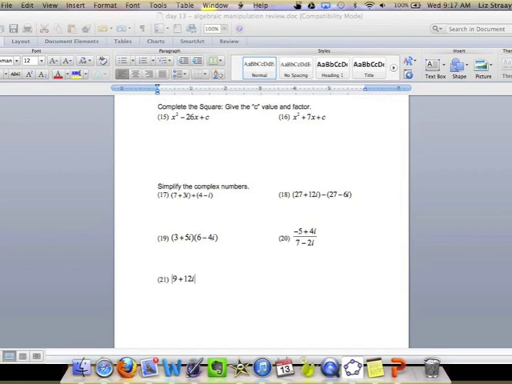So to find that C value, what did we do? We divide the middle number by 2 and then square it. So the rule for completing the square is b over 2 squared. That's what you need to know to be able to complete the square. b over 2 squared. Middle number divided by 2 squared. So we get 169 from that. 26 divided by 2 is 13. Square that, we get 169. So that is our C value.